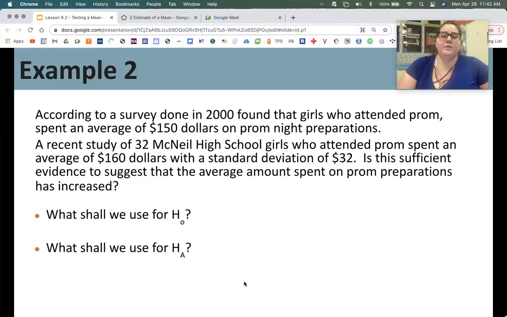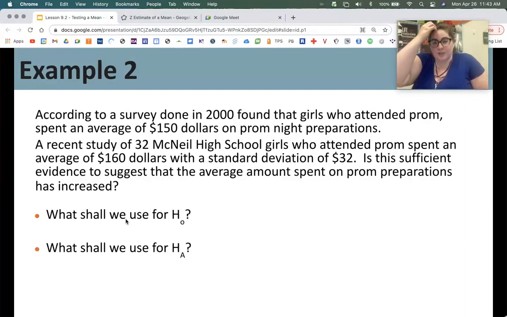Another example, a survey done in 2000 found that girls who attended prom spent an average of $150 on prom night preparations. A recent study of 32 McNeil girls who attended prom spent an average of $160 with a standard deviation of 32. Is this evidence to suggest that the average amount on prom has increased? So again, your null is always equal. Mu is equal to something, and it's just whatever number was that initial assumption, the idea that nothing changed. So in this case, that was the survey, so they think it's 150. So that's our null, mu equals 150.